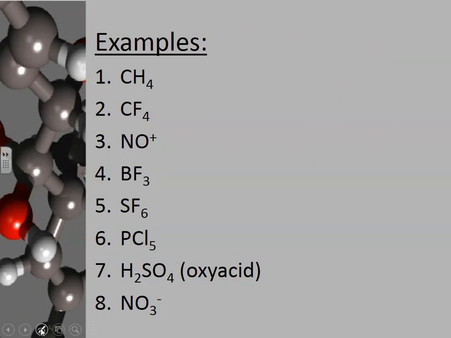All right, let's continue on. Number 5. Sulfur has 6 valence electrons. There's 6 fluorines, and they have 7 apiece. That gives you 6 plus 42, which is 48 electrons.